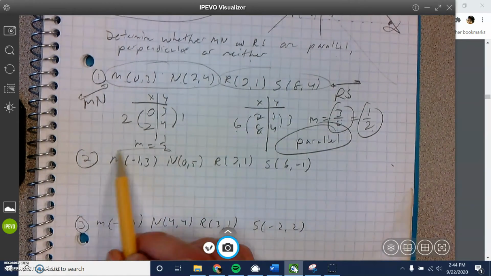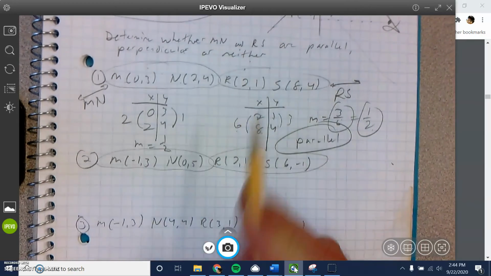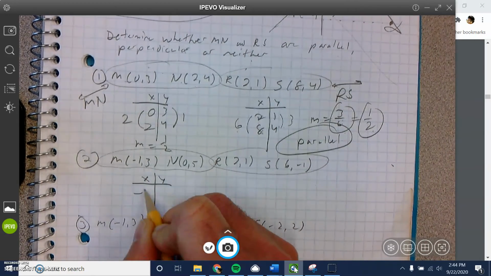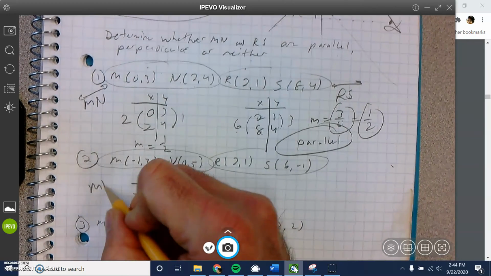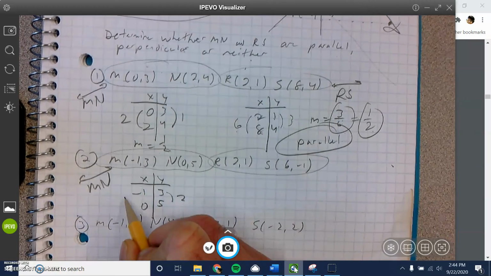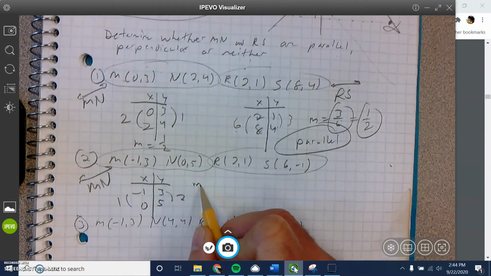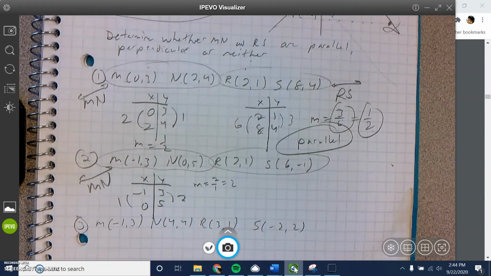So same setup. I gotta find the slope of MN and RS and then see whether they're parallel, perpendicular, or neither. Let's do it. Negative 1, 3, 0, 5 for line MN. Find the slope. That's going to be 2. And negative 1 to 0, that's up 1. So the slope is 2 over 1, or 2, you could say.